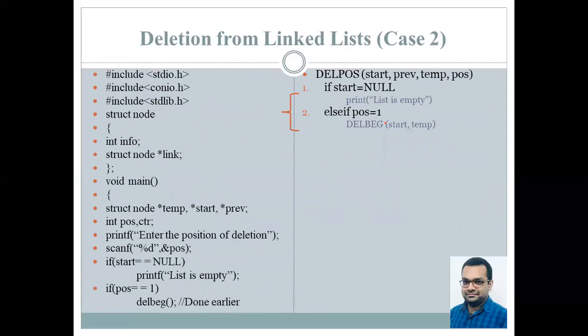So this is a straightforward conversion to the C program. I have broken this program into two parts just to ease the clarity of vision, because this is a very big program. So like you can see over here, first two conditions: start value is null, then we print list is empty, or else if position equals 1, we call the delete beginning procedure. So these are straightforward conversions over here. Also, while executing the C program, we will be prompting the user to provide the value of the position of deletion and getting it entered through the scanf function into the variable POS.